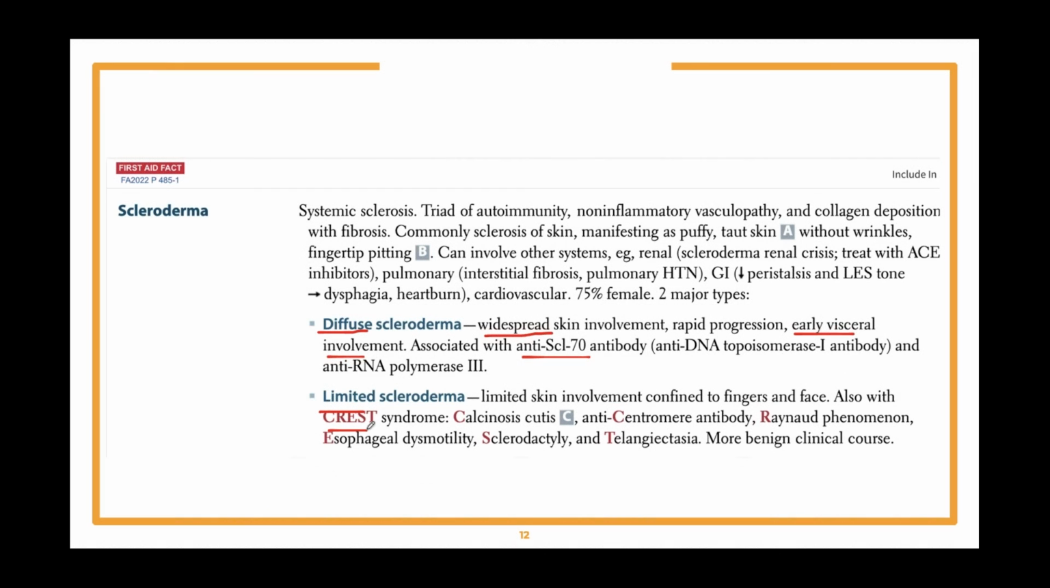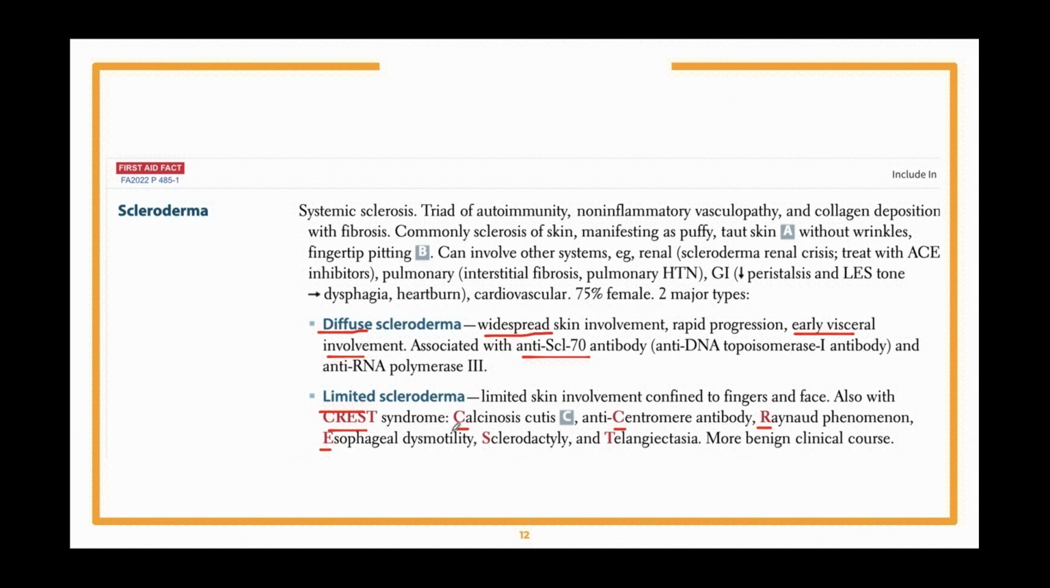It's a very nice mnemonic that makes you remember the things you need to think about in limited scleroderma. Calcinosis, which our patient had, also anti-centromere antibody, like you guys selected. Raynaud's phenomenon, which is when your fingers turn certain colors, and you can get pain and discoloration in the cold. Esophageal dysmotility, which is what our patient had, some trouble with her esophagus with solid foods.